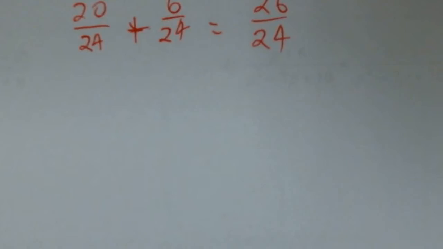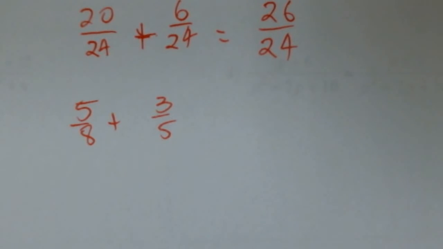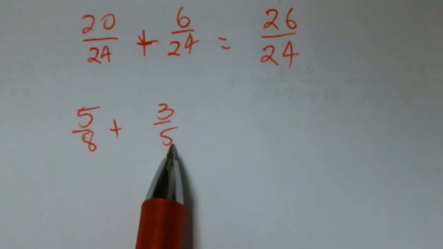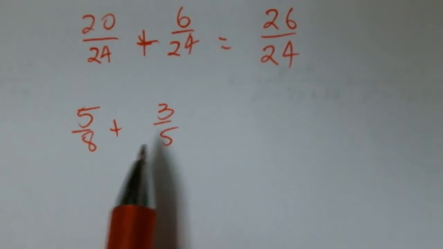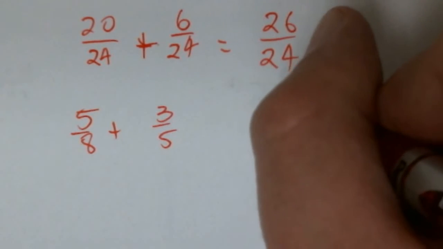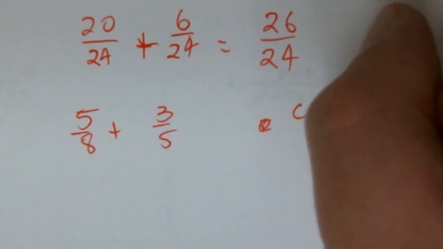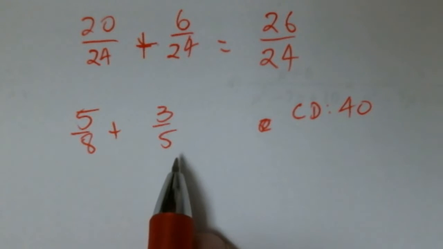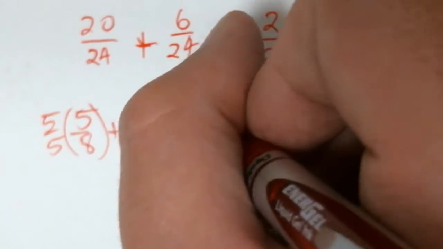What if I have this scenario, 5 over 8 plus 3 over 5? There are no multiples of 8 that are divisible by 5 until I get to 40, which is just multiplying these two numbers together. 5 times 8 is 40, so in this case my common denominator is 40. Sometimes these don't have anything in common, and you just have to multiply them together. So this one would need a 5 over 5, and that one would need 8 over 8.